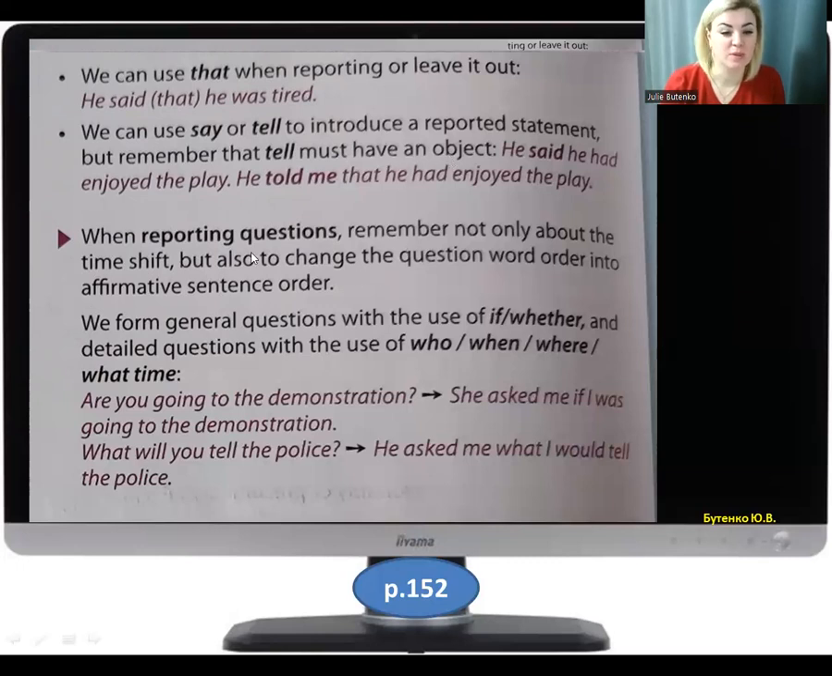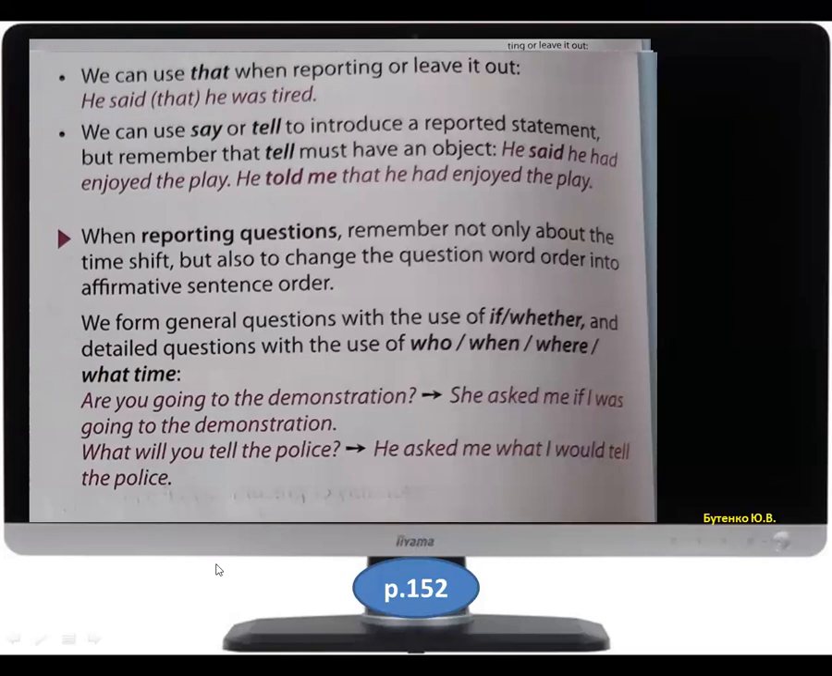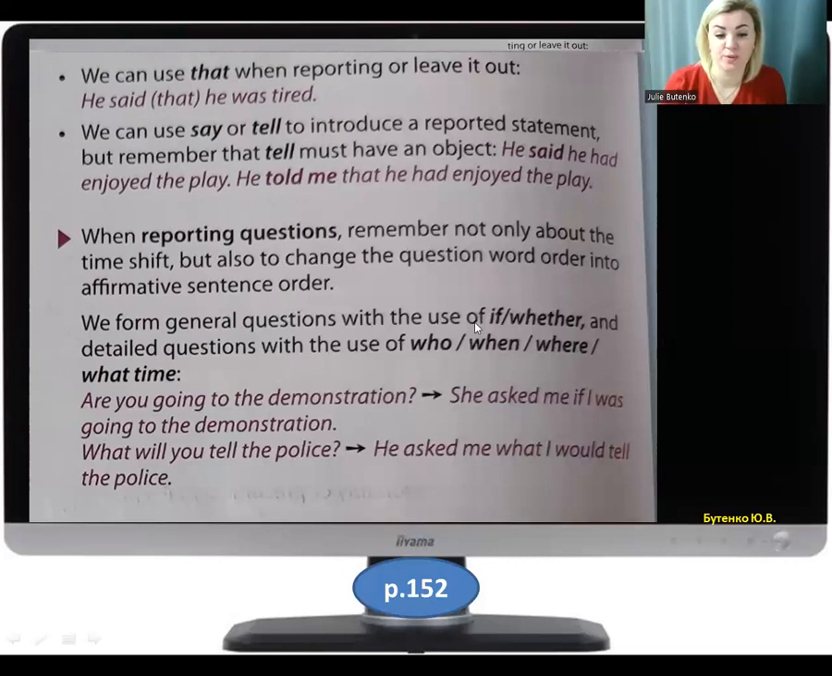One more important rule. When reporting questions, remember not only about the time shift, but also to change the question word order into affirmative sentence order. We form general questions with the use of if or whether, and detailed or special questions with the use of who, when, where, what time, and so on.